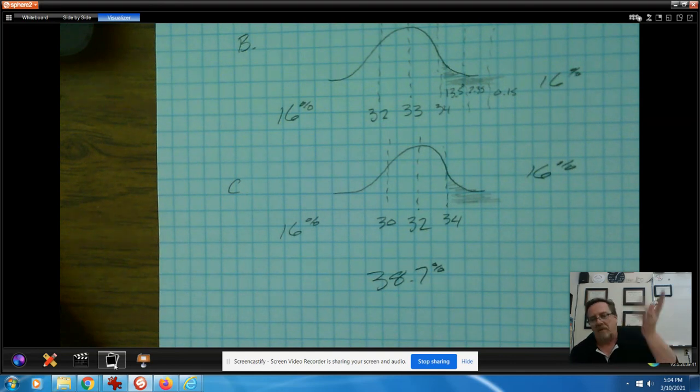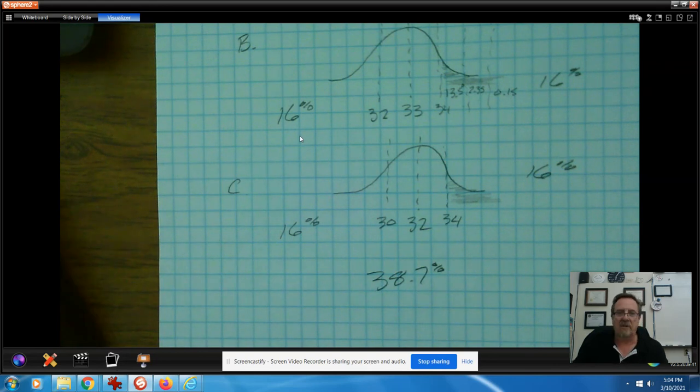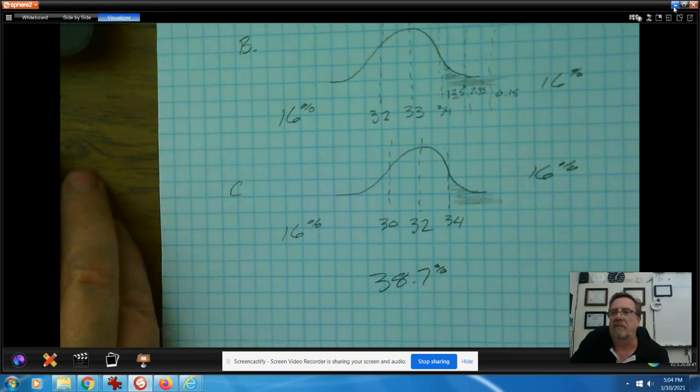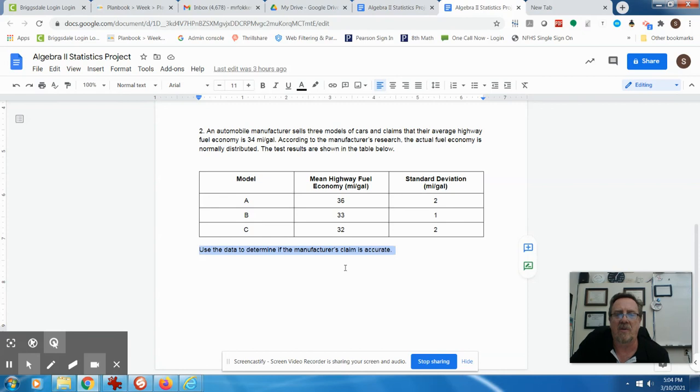That might be a reasonable claim. Might not be. What do you think? It's kind of your opinion here as well. So you should summarize what you think. Use the data to determine if the manufacturer's claim is accurate. Do you think it's accurate?